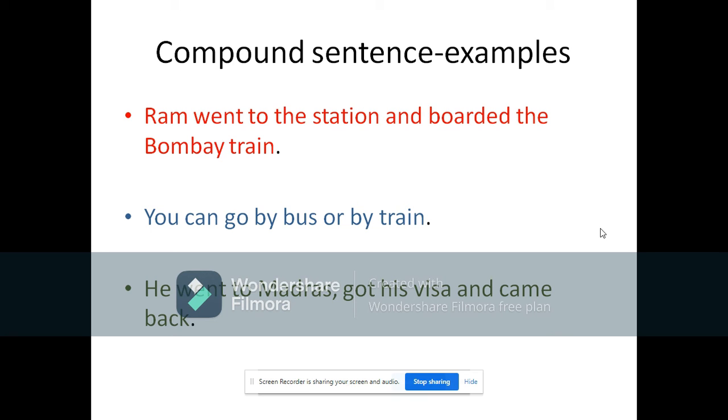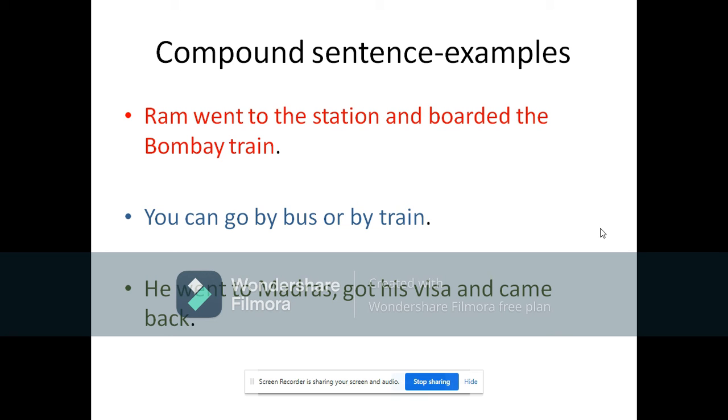Ram went to the station and boarded the Bombay train. Next example, you can go by bus or by train. It also contains two main clauses. You can go by bus, you can go by train. They are joined by the coordinating conjunction or.